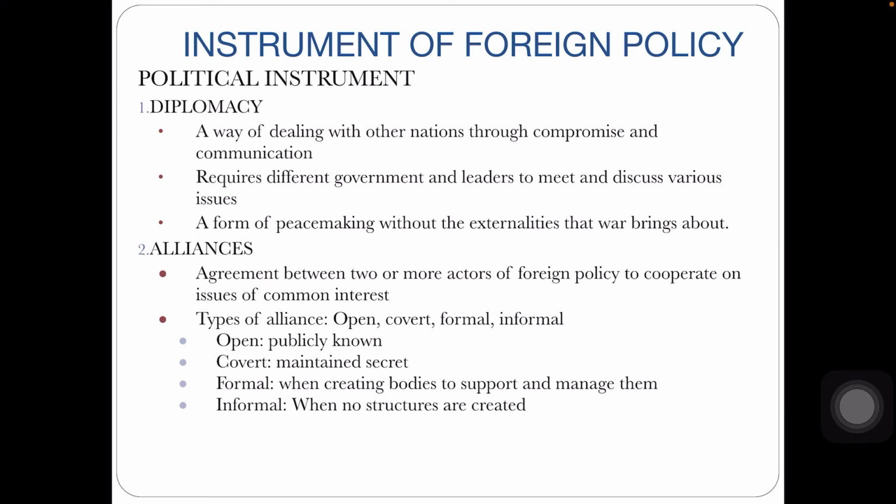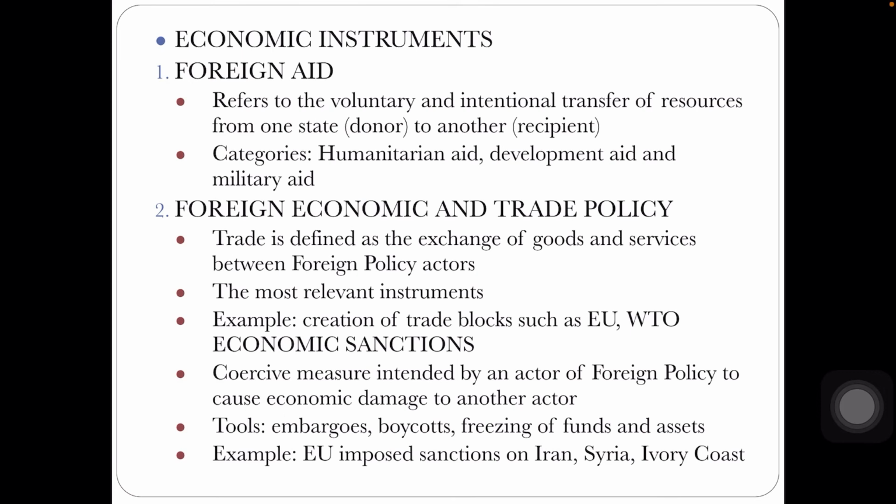So there are four types of alliance. Open, which is publicly known. Covert, which is maintained secret. Formal, when creating bodies to support and manage them. And last but not least, informal, when no structures are created. Moving on, we shall look into the instruments in terms of economics. Number one, we have foreign aid. It refers to the voluntary and intentional transfer of resources from one state as a donor to another state as a recipient. For example, we have humanitarian aid, development aid, and also military aid.